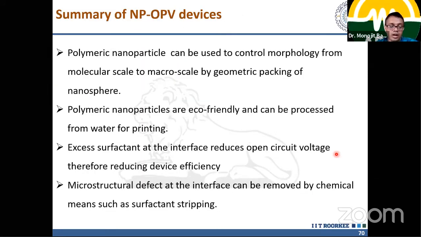So to summarize these nanoparticle devices, what we have understood is that we can control the morphology from molecular scale to macro scale through packing of nanospheres. This is also a very eco-friendly process because these nanoparticles are dispersed in water, so you don't need any organic carcinogenic solvent. We can remove the excess surfactant, which will reduce the interfacial defect states, and it can improve the open circuit voltage and thus the efficiency of the device. And that is what these other groups have already demonstrated: microstructural defects at the interface can be removed by chemical means and the surfactant stripping method, and then you can get higher efficiency than even BHJ devices.